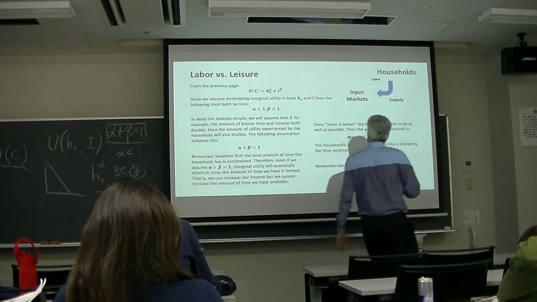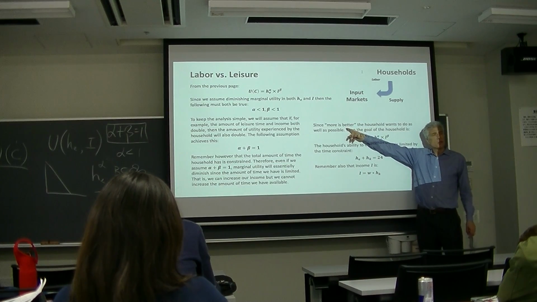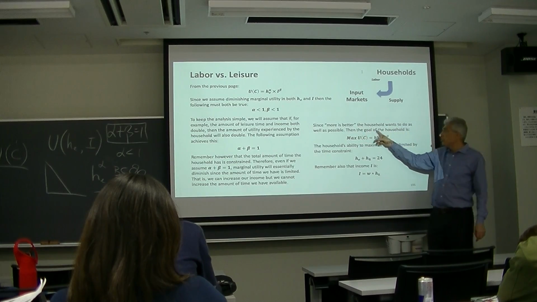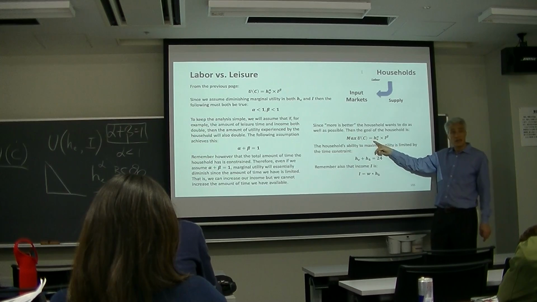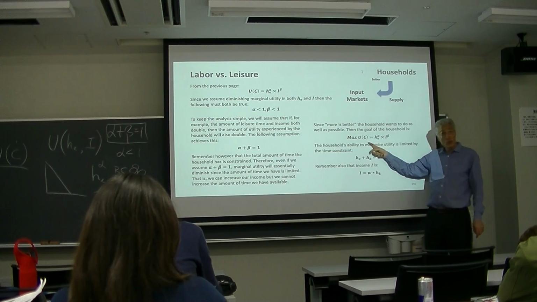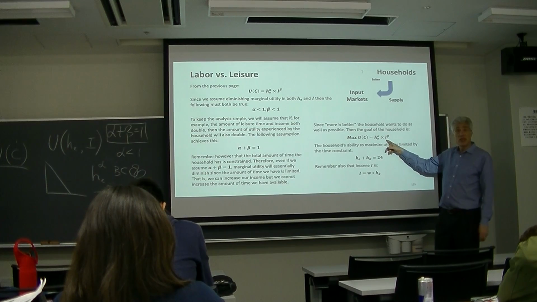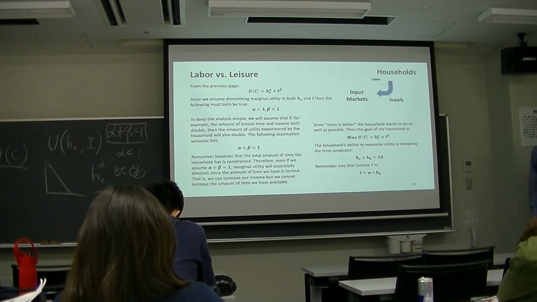Since more is better, we want more utility. We want more happiness. We want to be as happy as we can. The household wants to do as well as possible. The goal of the household is to maximize utility. But there are constraints. Remember, if there are no constraints, if we could get an infinite amount of income, there's nothing to maximize.